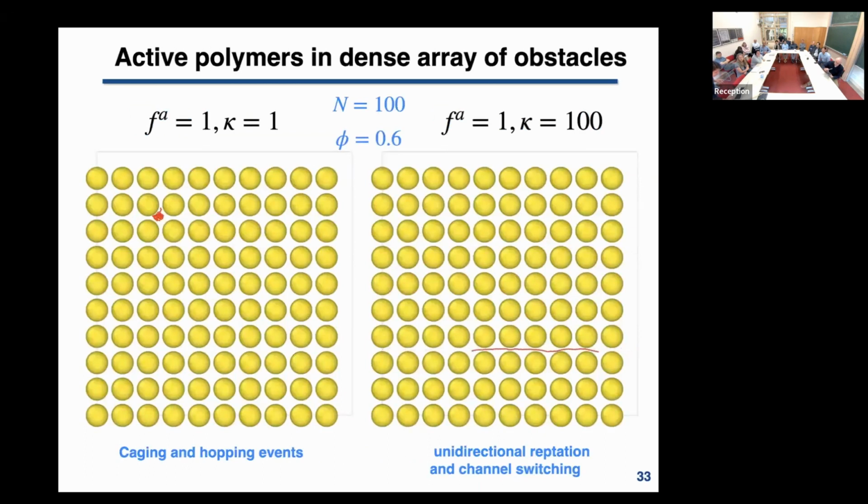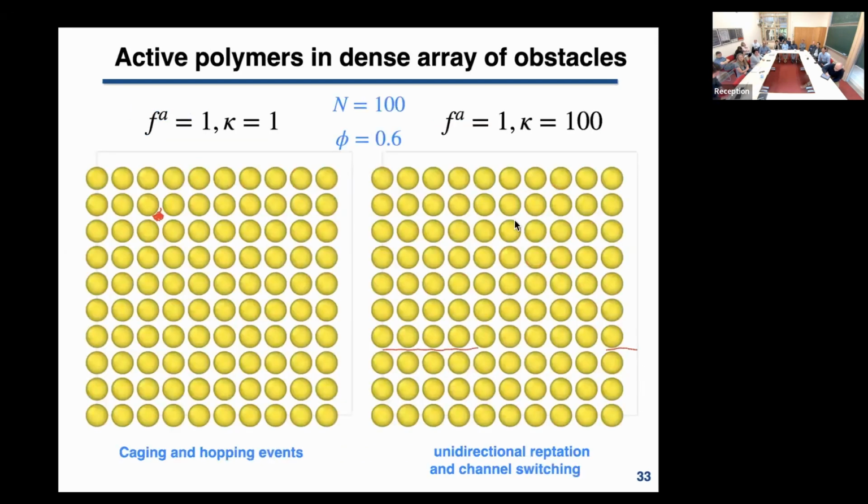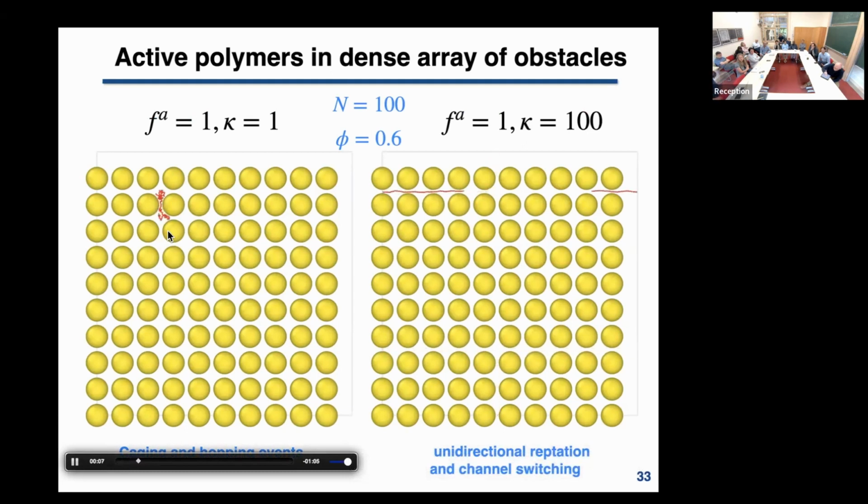Okay. Can you show it again? I didn't see the rectangle. Yeah, I put those at the same time. Caging is the flexible case when they are stuck in the nodes of the network. Then they go to another case, you have a sequence of caging and hopping. In the other case, they are in the narrow channel, and every now and then there is channel switching.